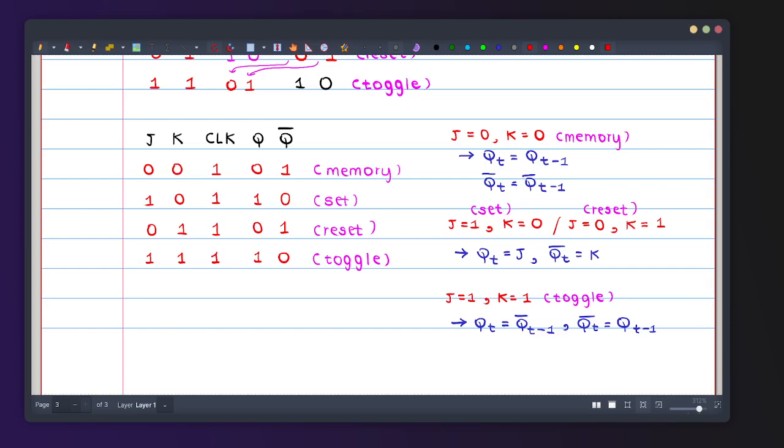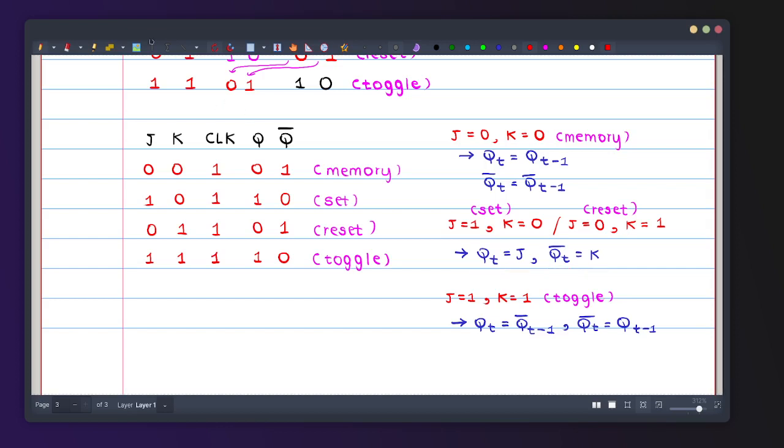When J is 1 and K is 0, we are in the set state. When J is 0 and K is 1, it's in the reset state. So in these two states, Qt is J and Qt complement is K. Whatever values go into J, those propagate into Qt. Whatever values go into K, those propagate into Qt complement. So that's what happens when you're in J equals 1, K equals 0, or J equals 0, K equals 1. You can confirm these values by looking at the truth table.